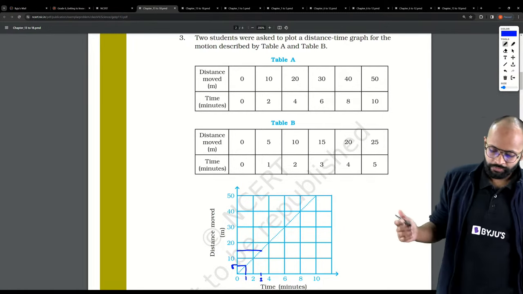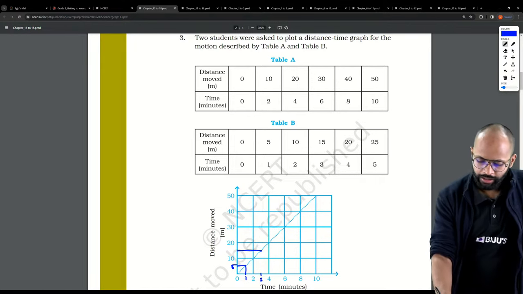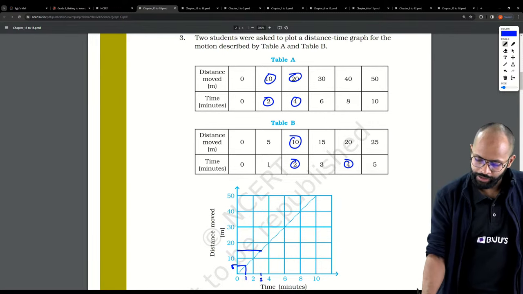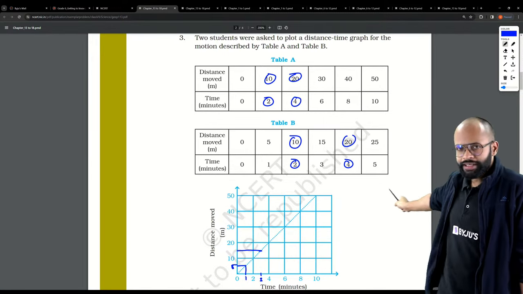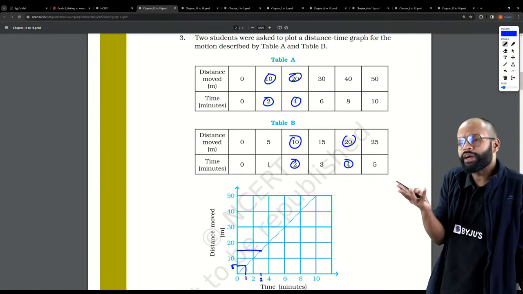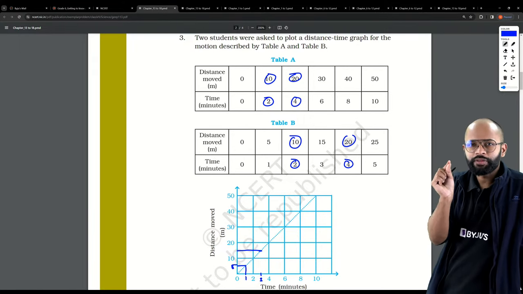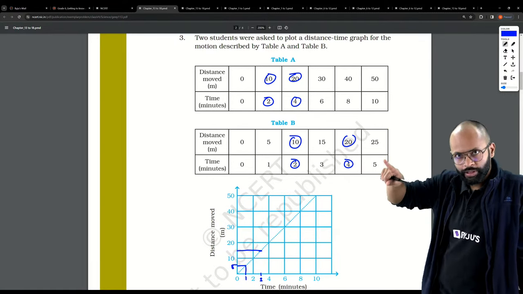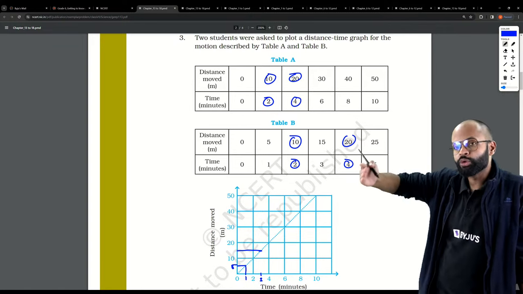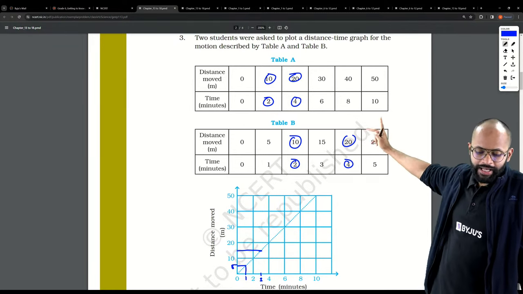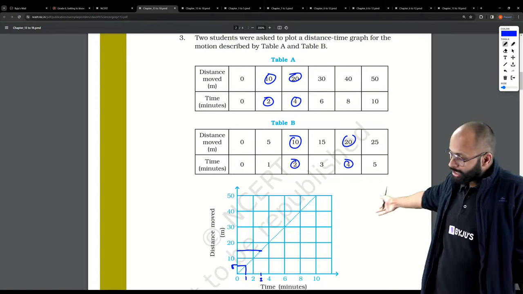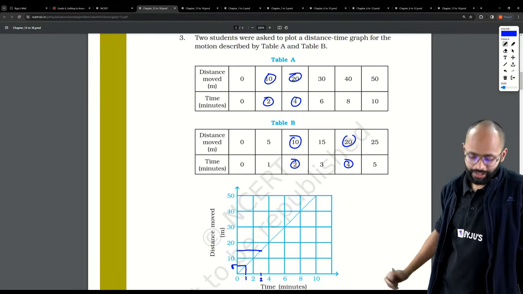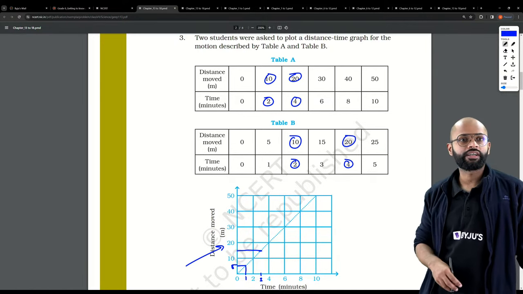Look at both the tables. At 2 it has 10, at 4 it has 20. Correct. In the second table there is just one difference: one step extra. In table A, you are going 0 to 2 minutes, 2 to 4 minutes. In table B, you are going 0 to 1 minute, 1 to 2, 2 to 3, 3 to 4. In table A, distance is increasing 0 to 10, 10 to 20. In table B, distance is increasing 0 to 5, 5 to 10, 10 to 15, 15 to 20. Same in both, so the table is the same.